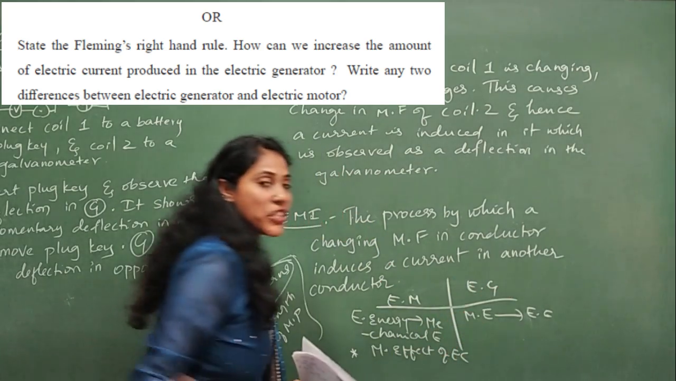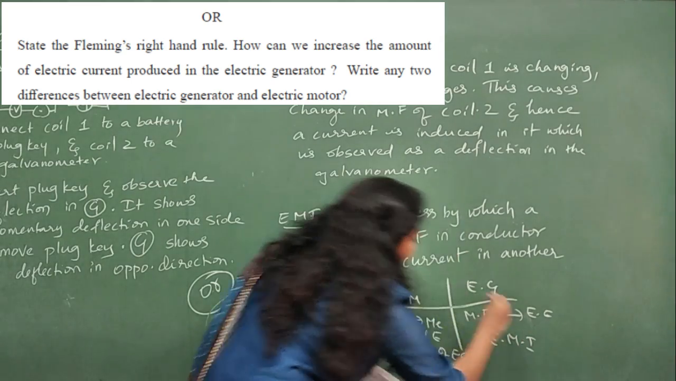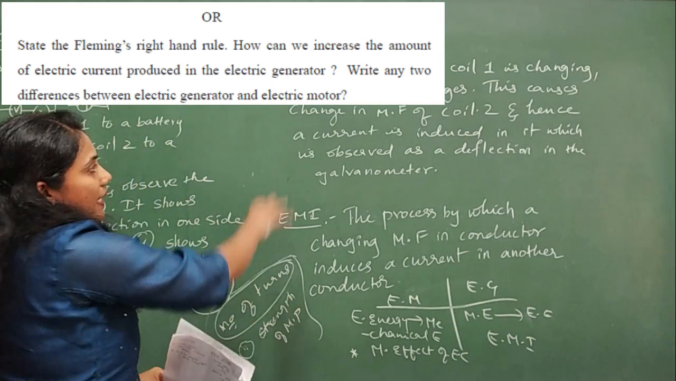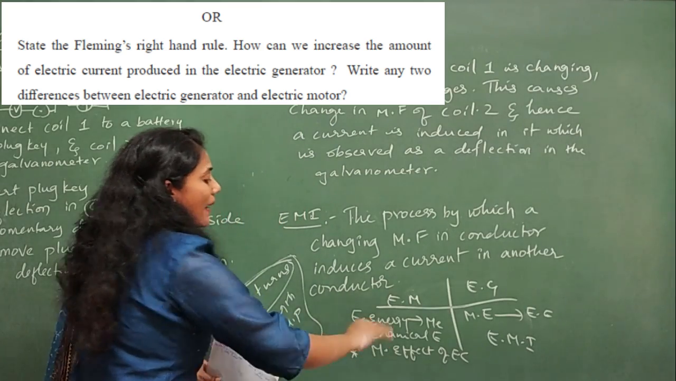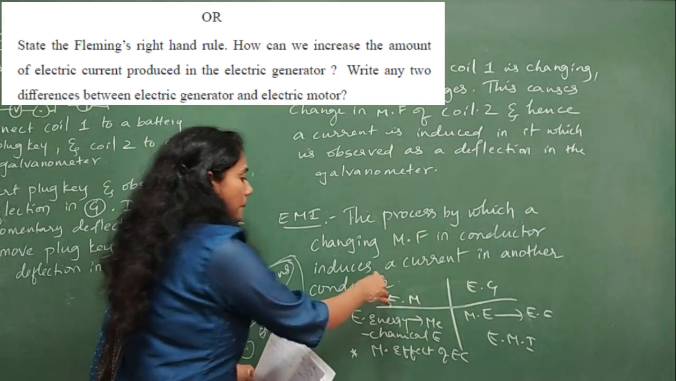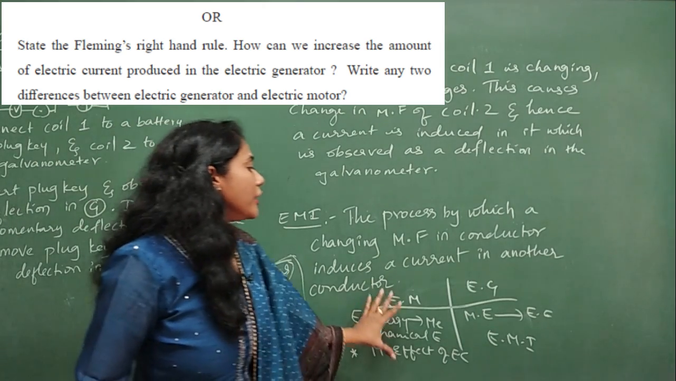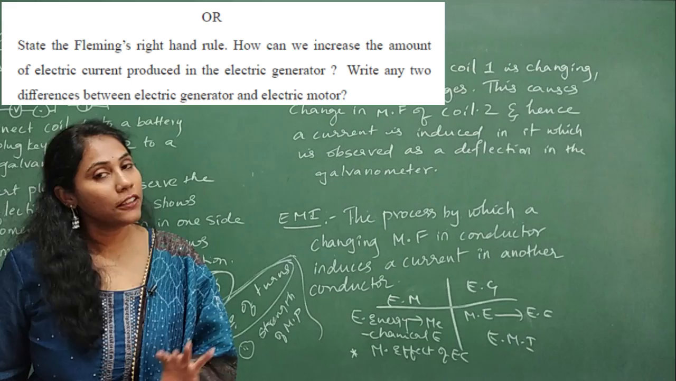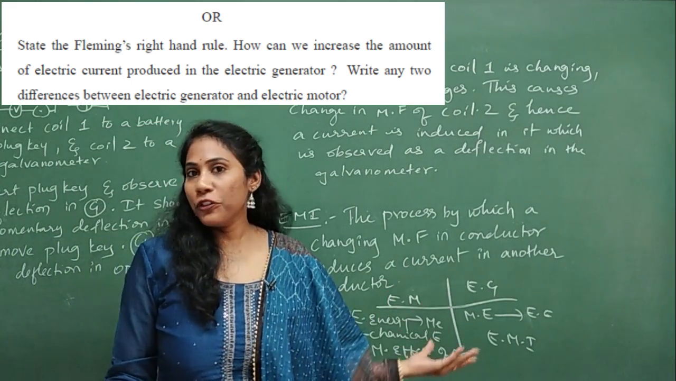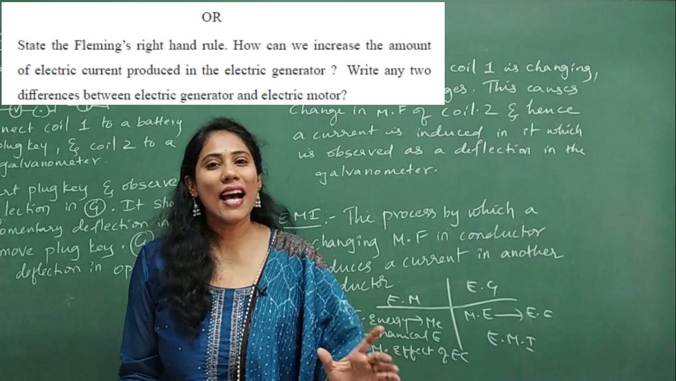For an electric generator, what is the principle? Electromagnetic induction is the principle. Based on this electromagnetic induction, the electric generator will work. Based on the magnetic effect of electric current, the electric motor will work, isn't it? So these are the two basic differences between electric motor and electric generator. Okay, so this is how you can write the answer, right? And now let's go for the last question.